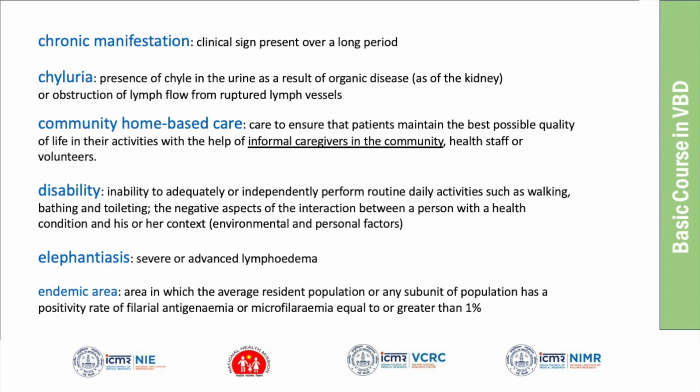Then disability. It is an inability to perform the usual day-to-day work of an individual. That is called disability. And elephantiasis, I already told you what is meant by elephantiasis: severe advanced lymphedema and changes in the skin and tissue. And the endemic area in the program, we used to tell, is qualified by the status of the area where the antigenemia or the microfilaria will be more than 1%. It is called an endemic area in the program.